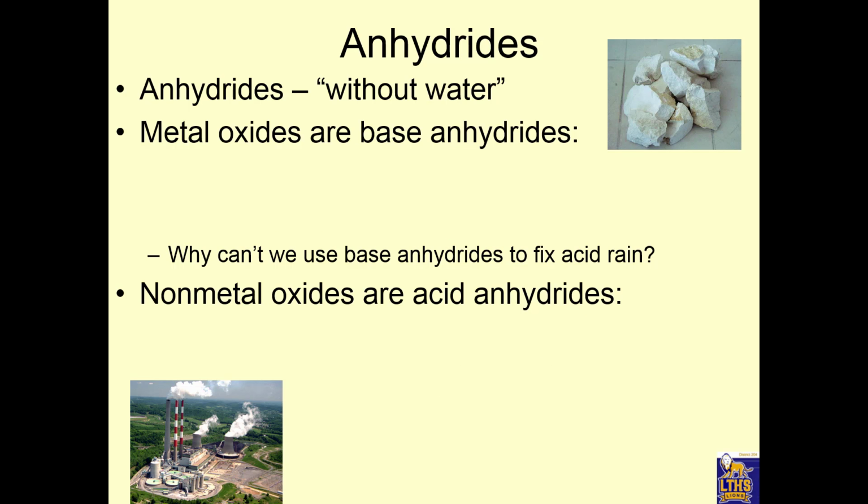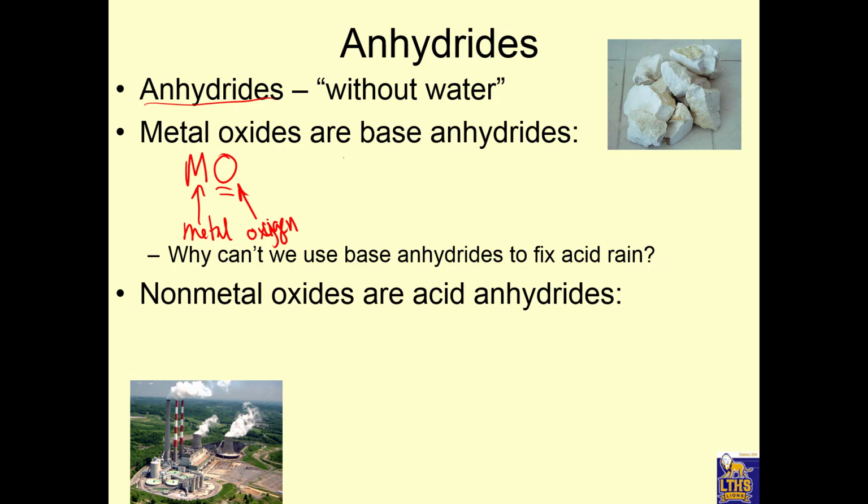Okay. One more kind of thing. That thing's called an anhydride. Anhydride means without water. So metal oxides are base anhydrides. So what's a metal oxide? It's an oxide that starts with a metal, and we'll call that metal M for metal. So any compound that starts with a metal and then is with oxygen, that's what a metal oxide is.